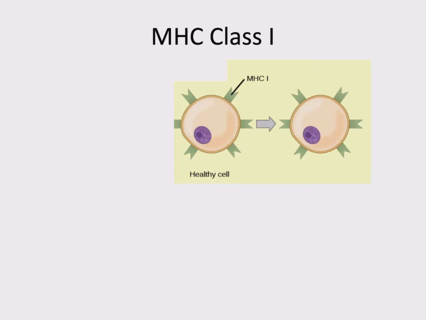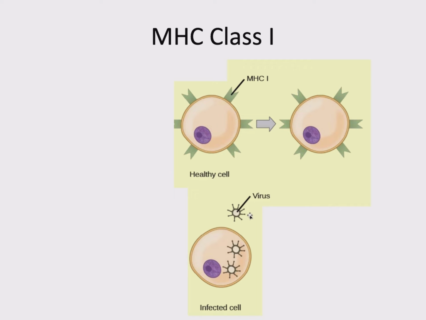Now, if a cell becomes infected with a virus, or if it becomes cancerous or on its way to cancer, that cell could have problems in making its MHC class 1. Either it will display no MHC class 1 at all, as we're seeing here, or it could display a messed up version of the MHC1 that just doesn't look normal. It's got mutations in it. It's weird and abnormal in some way.